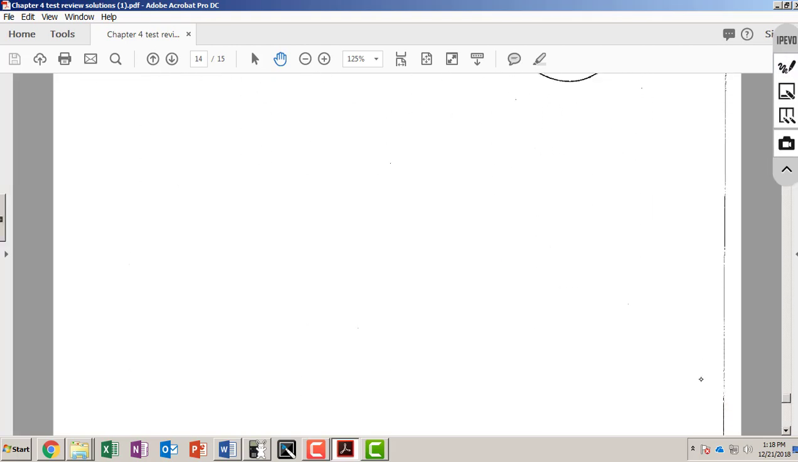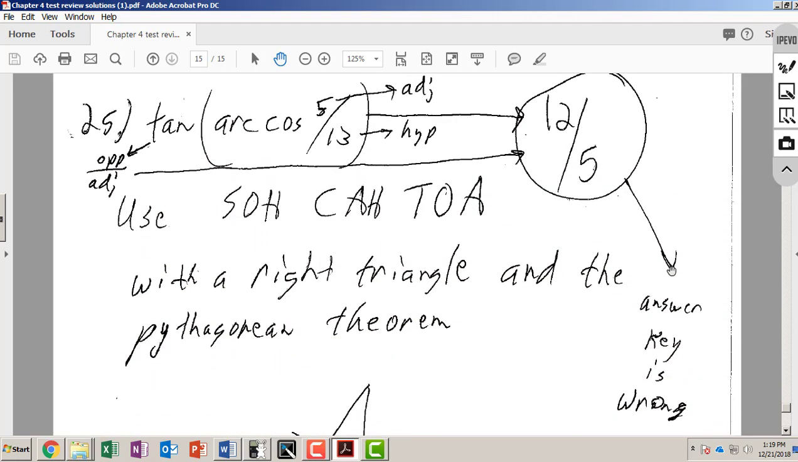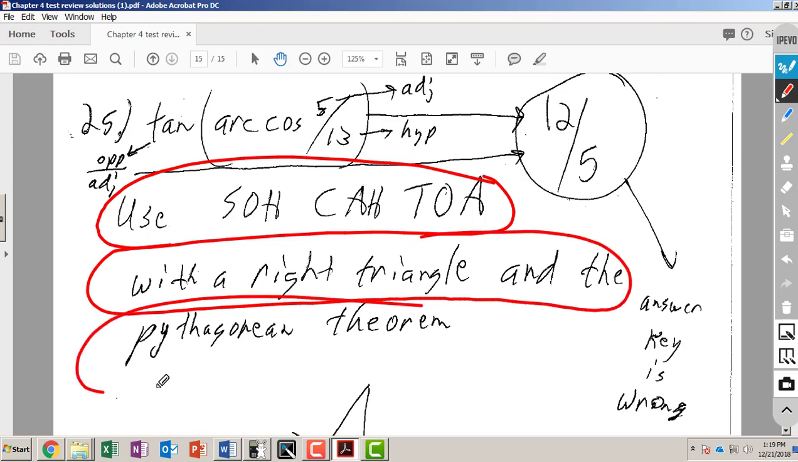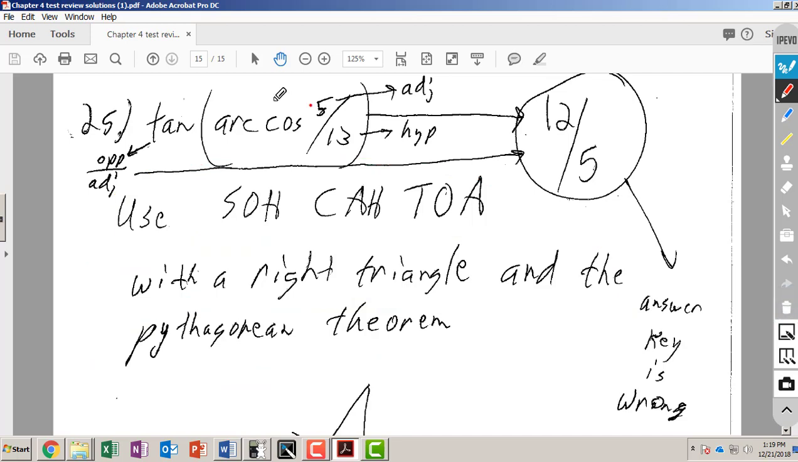On number 25, it wants me to find the tangent of the arc cosine of 5/13. So you remember when we did these problems together, we used SOHCAHTOA again. Sine is opposite over hypotenuse, cosine is adjacent all over hypotenuse, tangent is opposite over adjacent. Now you're going to have to use that with a right triangle and the Pythagorean theorem. So the first thing I notice is that cosine, this 5 would be my adjacent, and this 13 would be my hypotenuse. So I'm going to make a right triangle down here.